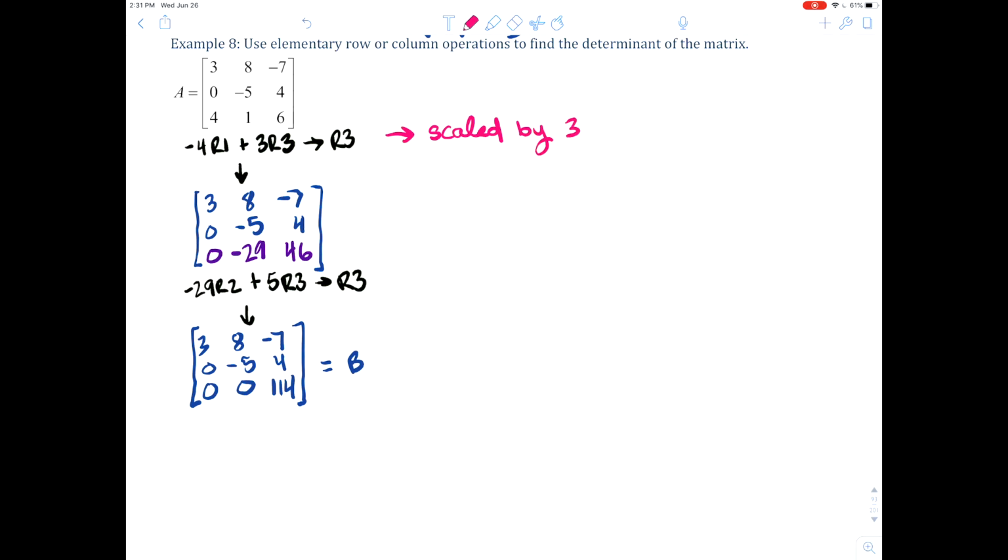We've got that going on. So for the second one, was our changing row scaled? Yes, it was scaled by 5. Cool so far? So it turns out that the determinant of B is going to equal 3 times 5 times the determinant of A. Cool so far?